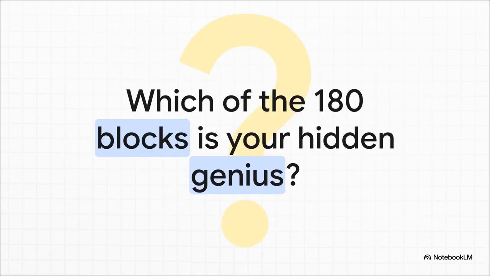But before you go, I want to leave you with this provocative question to chew on. Which of the 180 blocks in the mind's blueprint represents your hidden genius? Next time you solve a problem or learn something new, take a second to think about the operations, the contents, and the products your brain is brilliantly coordinating.